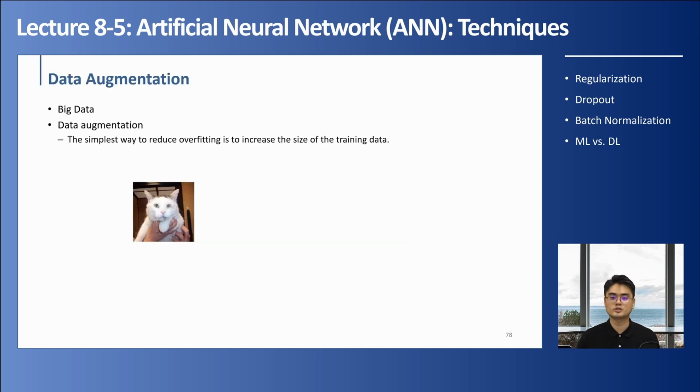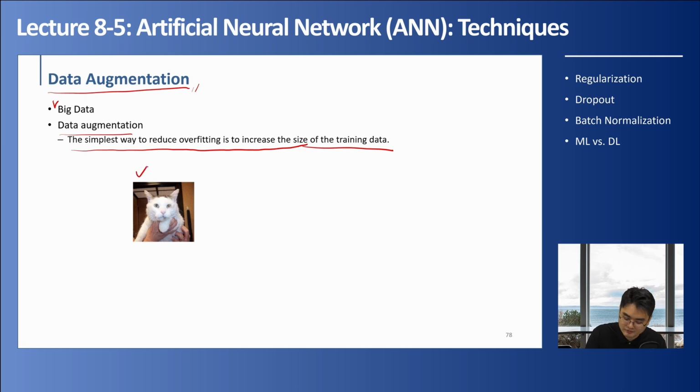We can also increase regularization by doing data augmentation. When we're doing data augmentation, we are trying to obtain big data from small data. Data augmentation is the simplest way to reduce overfitting: increase the size of the training data.